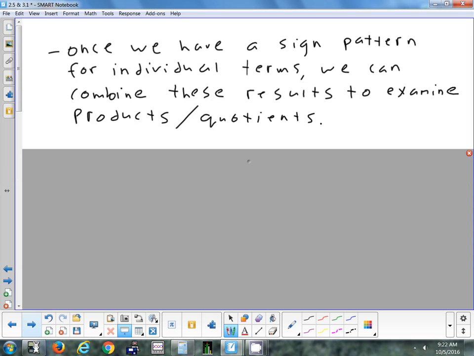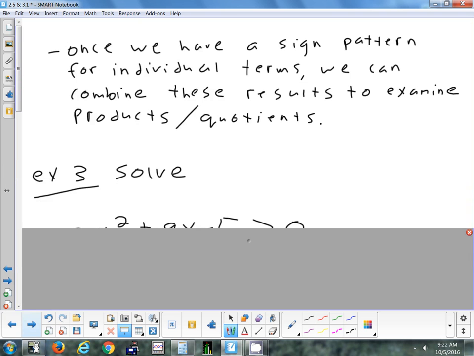Or, anyone think they can tell me the other interval where I'm positive? How would you write it? Alex? Would that be 1/2 to infinity? Yep. That's your answer.